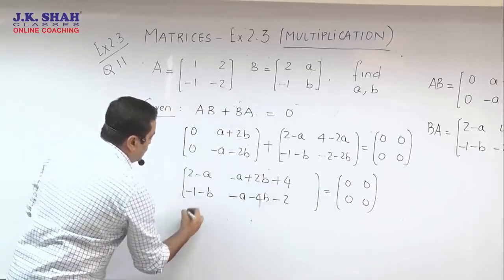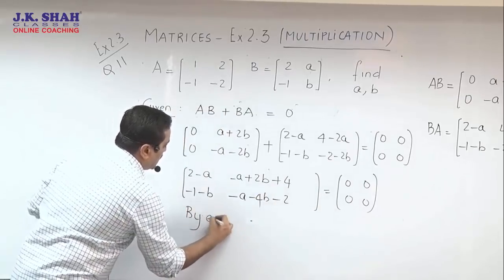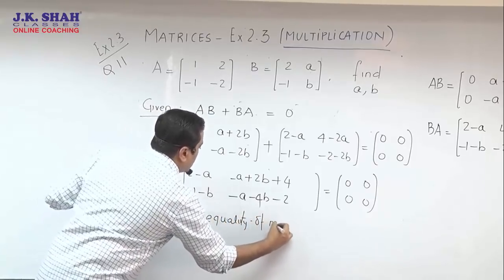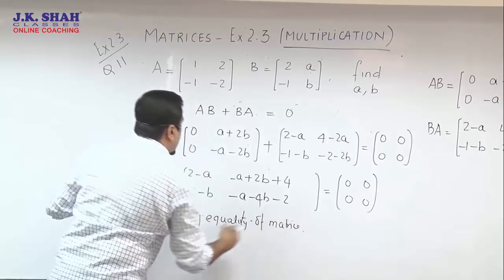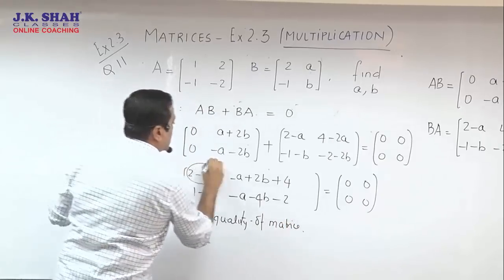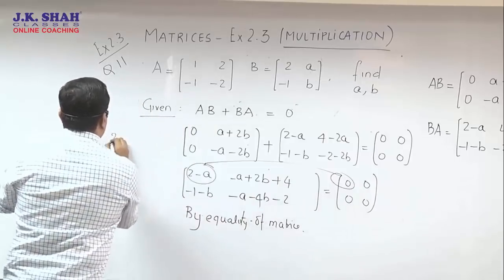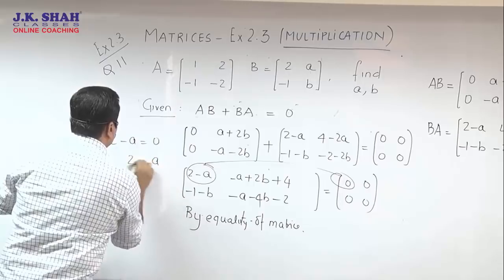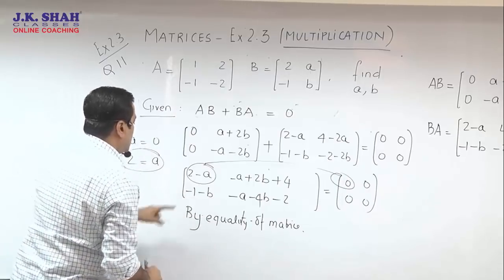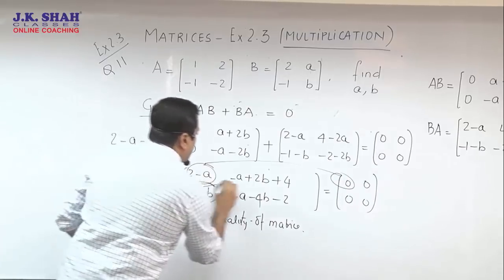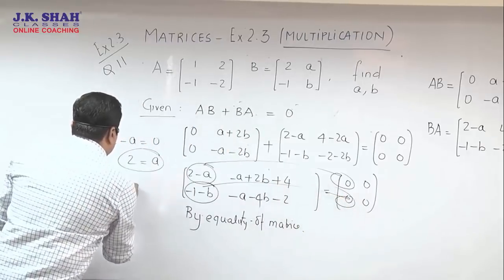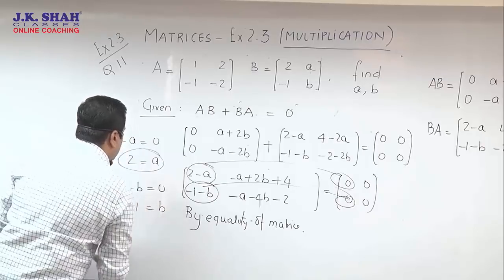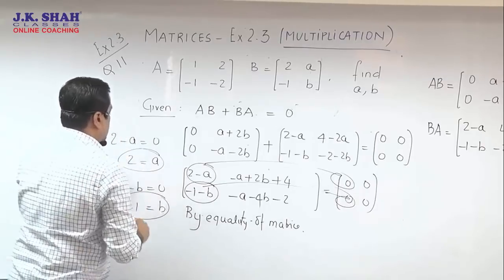So now it's time we equate the elements. By equality of matrices, pick up two simple equations which you can. 2 minus A equated to 0. So I'll do it over here. 2 minus A equated to 0. My A becomes 2. So I got one variable. Likewise, you can equate this element to 0. Minus 1 minus B equal to 0. So again I get B equal to minus 1. So my answer is A is 2 and B is minus 1.